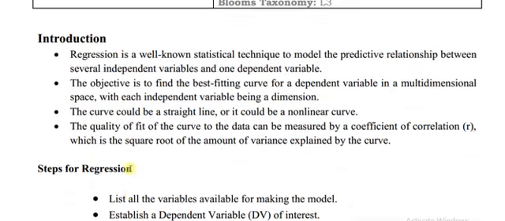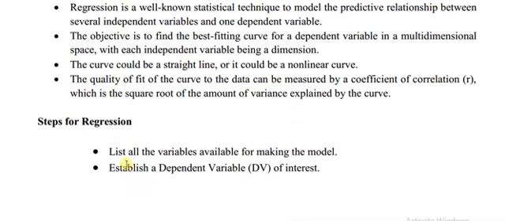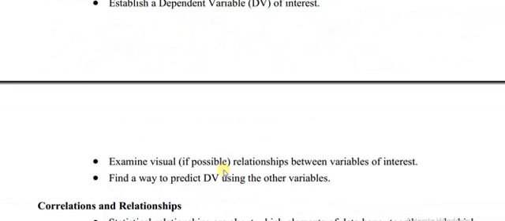So let's see what are the steps for the regression. The first step is to list all the variables available for making the model. Then establish a dependent variable of interest. Then third is to examine the visual relationship between variables of interest. Then last is to find a way to predict the dependent variable using other variables.